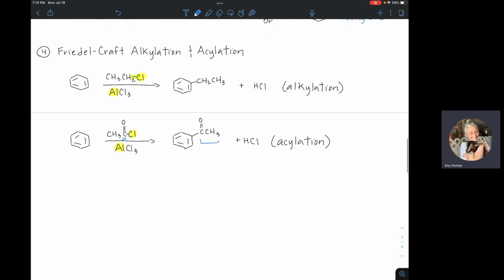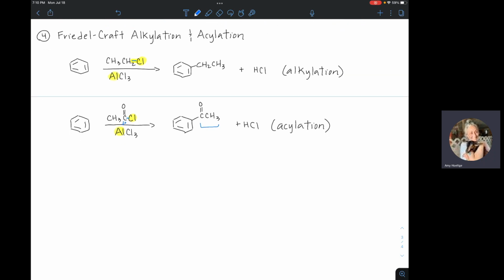And we can do a Friedel-Crafts either alkylation or acylation by using a Lewis acid to pull electron density away from the carbon that we're hoping to attack, put a partial positive charge, right, on the carbon we're interested in attacking.